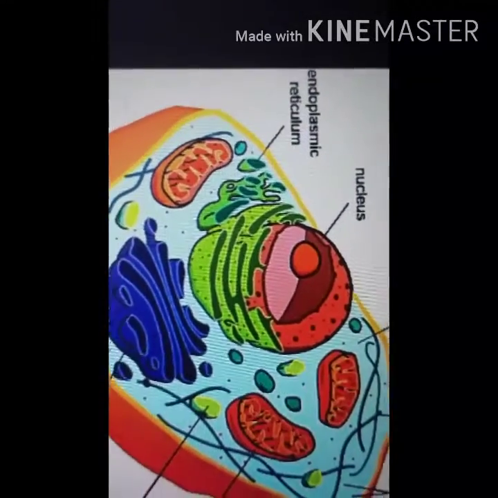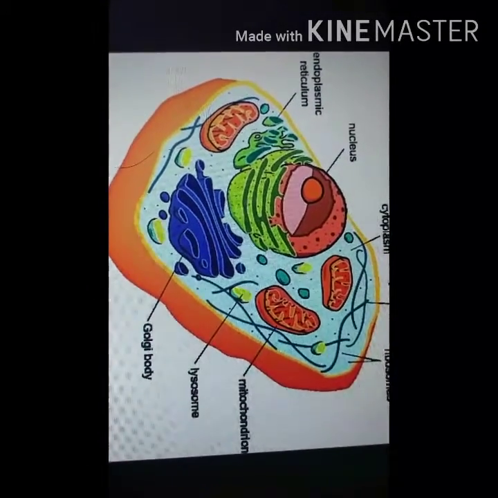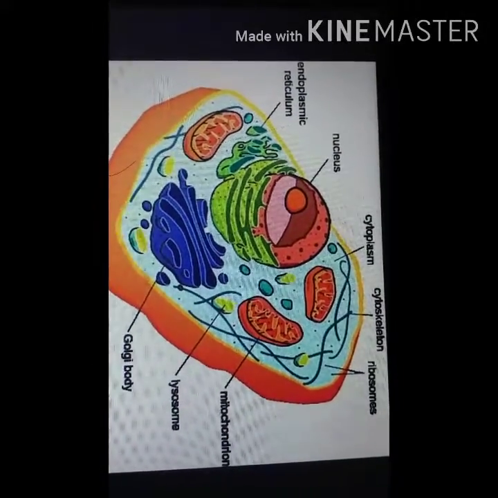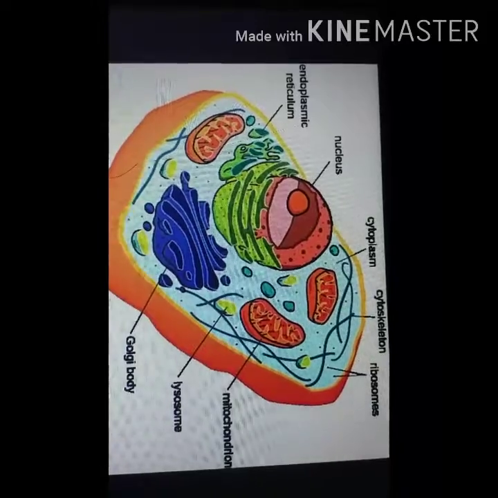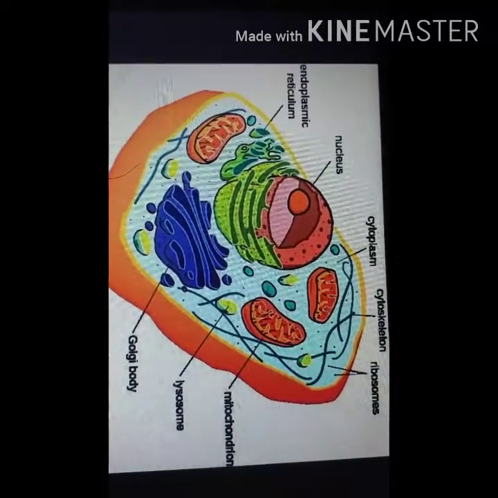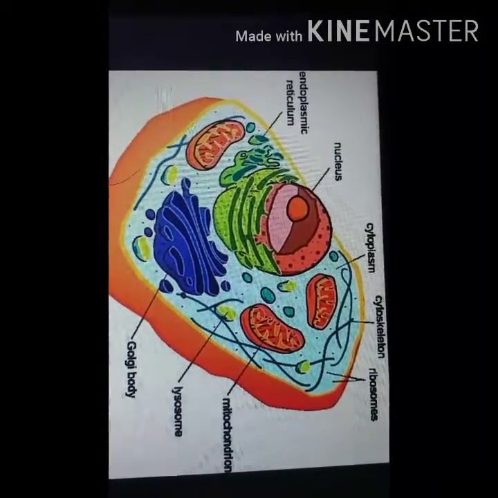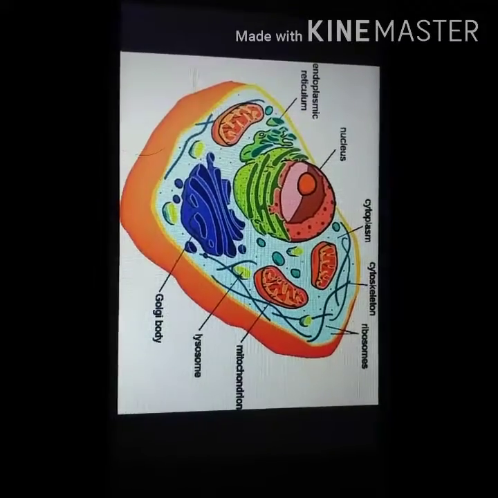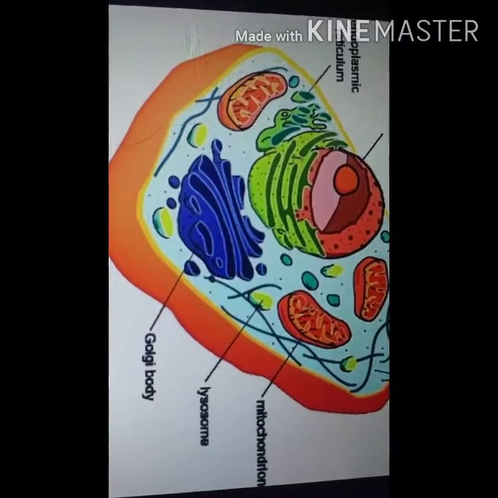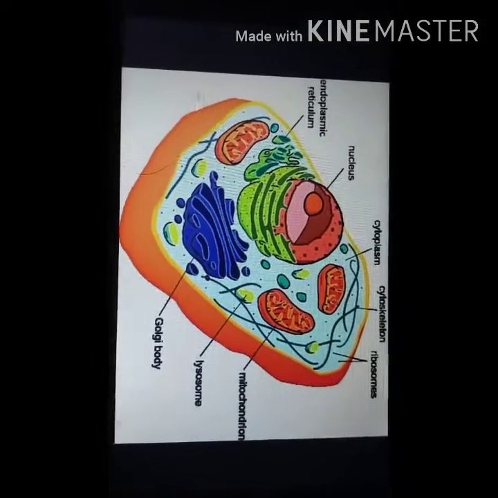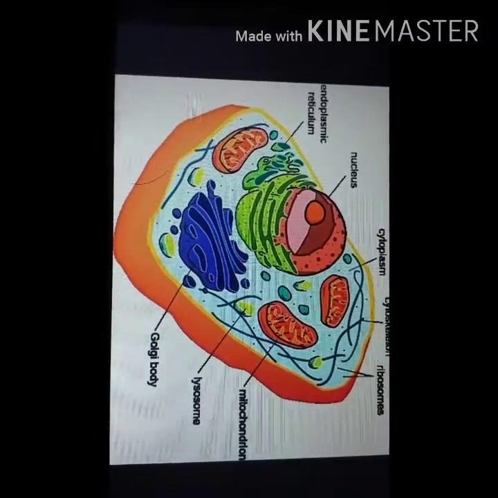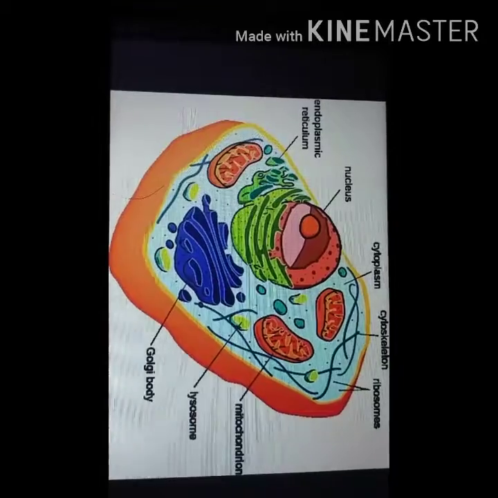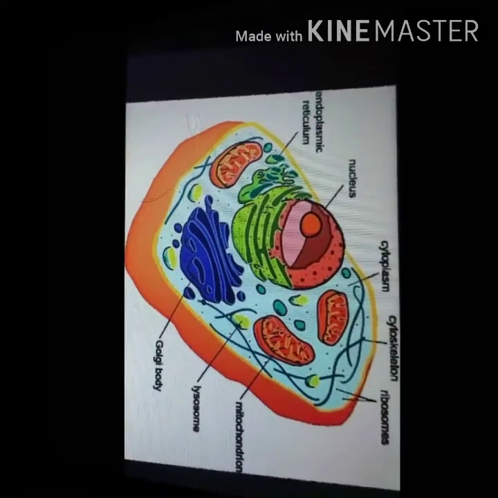Endoplasmic reticulum. This organelle helps process molecules created by the cell. The endoplasmic reticulum also transports these molecules to their specific destinations either inside or outside the cell. The Golgi body. The Golgi apparatus packages molecules processed by the endoplasmic reticulum to be transported out of the cell.